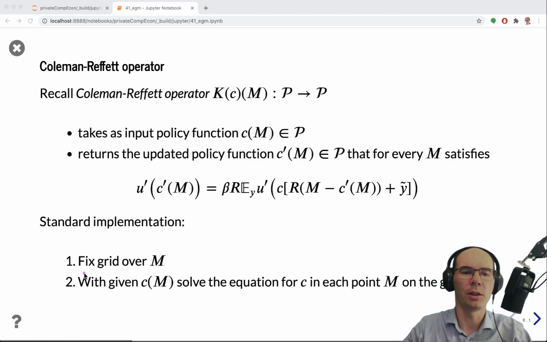And how did we implement that? We would have a fixed grid over M, and then with the given input function C of M, we would solve the equation for each point on the grid of M. And we would solve for consumption, right? So we would loop through the points on the grid of M, and we would solve for C corresponding to each of the points on M that satisfies the equation. Solving the equation many, many times, like I said in the beginning, and that's what time iterations required us to do.